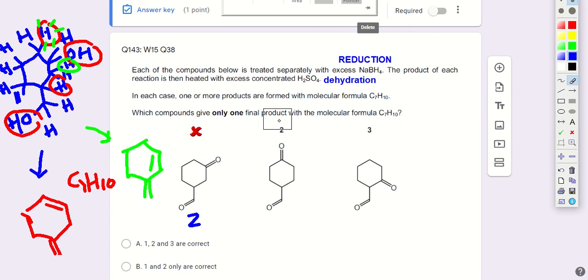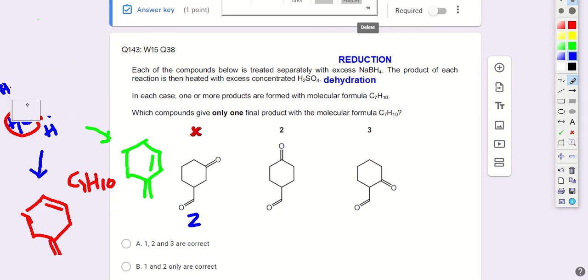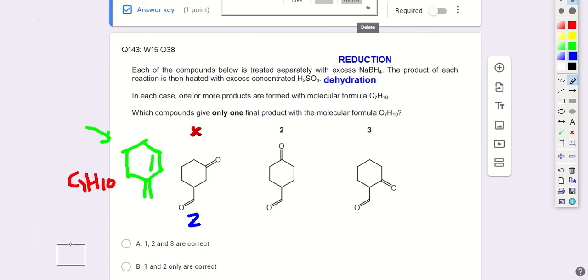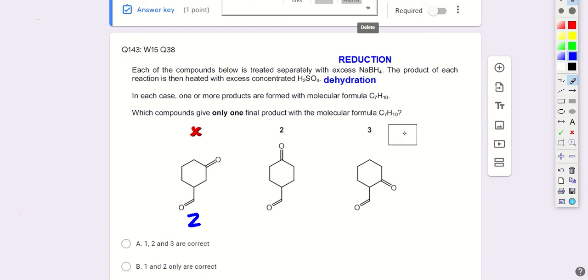We start with compound number 2 now. Because compounds 1, 2, 3 are very similar, this time I do not need to show all the hydrogens again. You probably want to try to redo compounds 1, 2, 3 later by yourself. Now let's look at compound number 2.